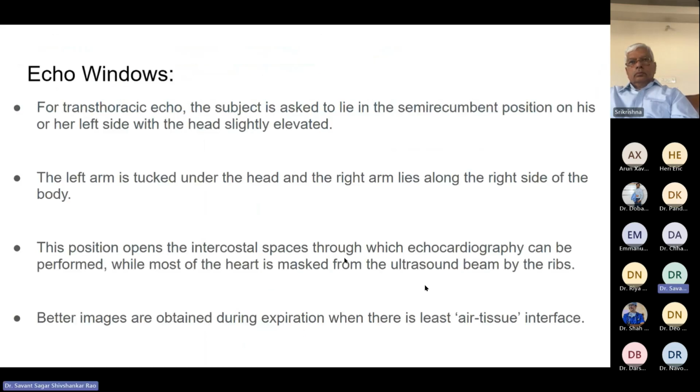Coming to the different forms of echo windows, for transthoracic echo, the subject is asked to lie in the semi-recumbent position on his or her left side with the head slightly elevated. The left arm is tucked under the head and the right arm lies along the right side of the body. This position opens the intercostal space through which the echocardiography can be performed, while most of the heart is masked from the ultrasound beam by the ribs. Better images are obtained during expiration when there is the least air tissue interface.